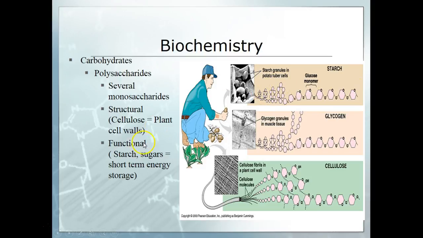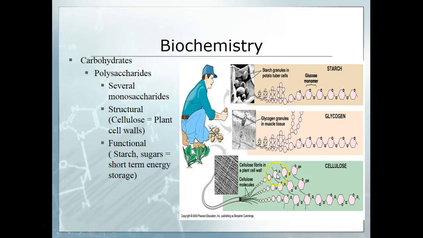Starch is a functional polysaccharide that is used to store energy short term only in plants. Glycogen is the polysaccharide that is used to store short-term energy in animals. Okay, so there's a difference. Both of these in kind of this pinky color are used as a functional polysaccharide, and so they're both going to be used to store energy in the short term.